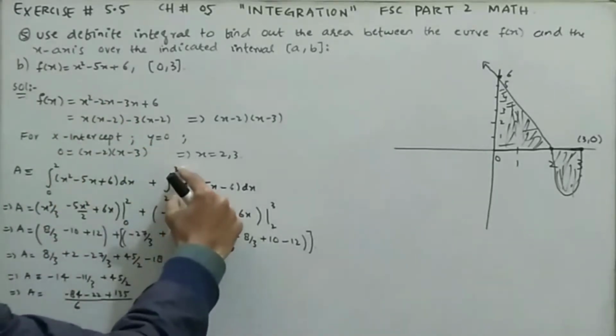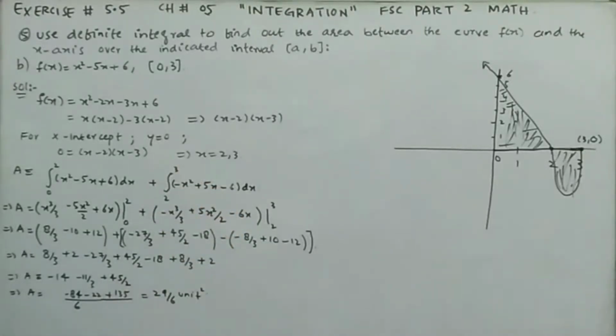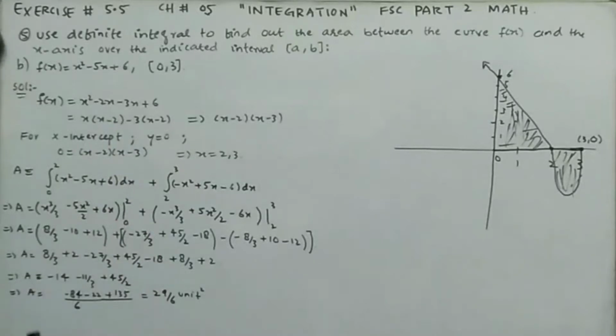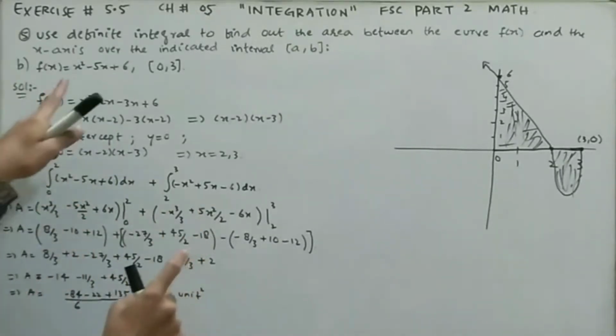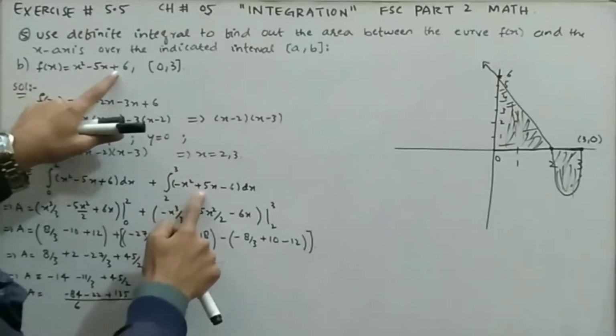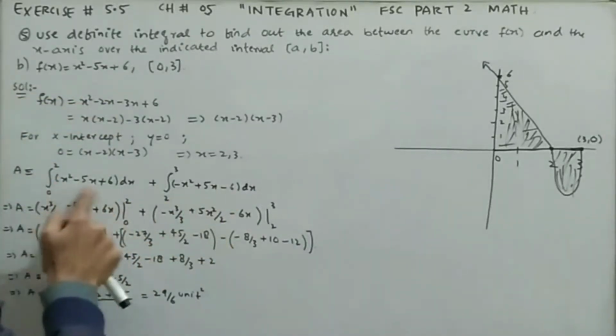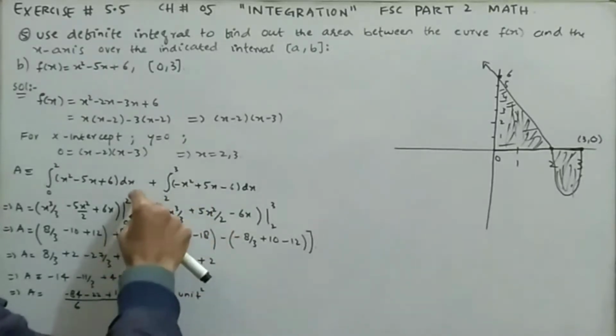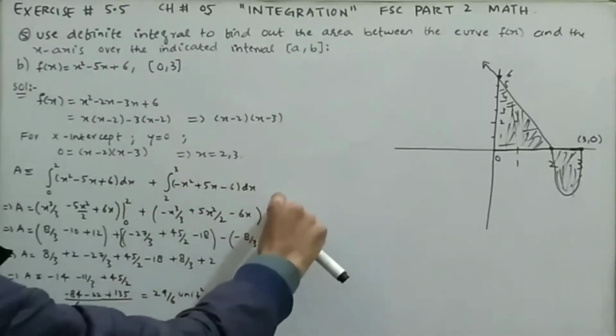Now in this interval, 2 to 3, if you put any value, this function will give us a negative value. So when it gives a negative value, we will multiply this function by negative. So it becomes minus x square plus 5x minus 6. Now after this, integrate this function, it gives us this, and integrating this function, it gives us this, applying the limit from 0 to 2 and from 2 to 3.